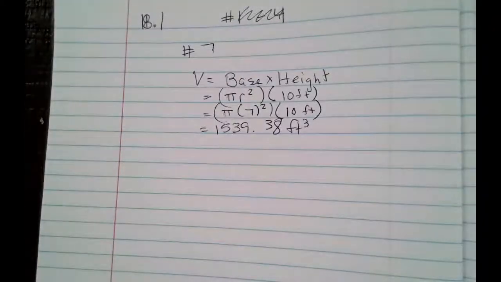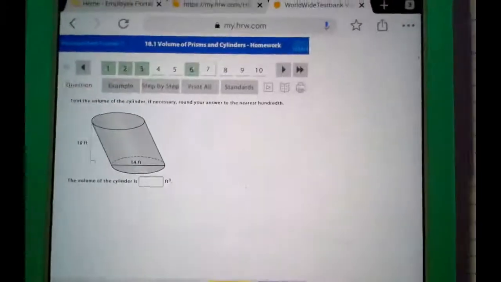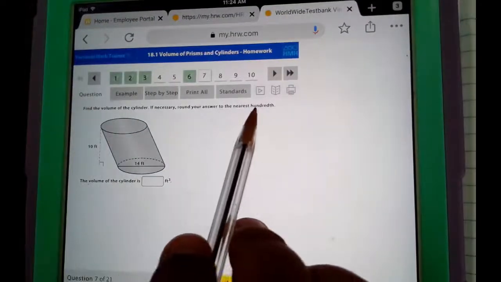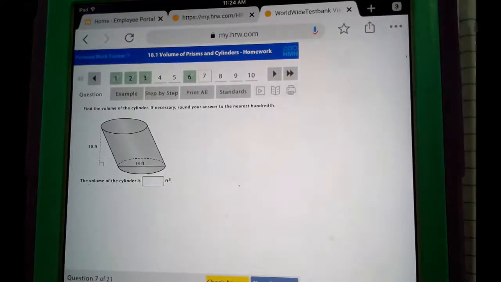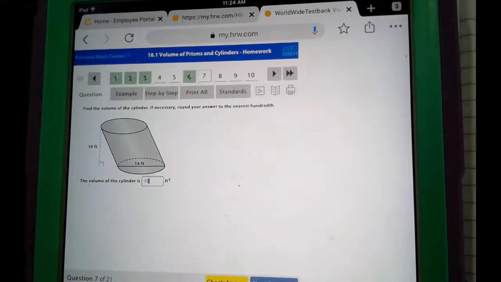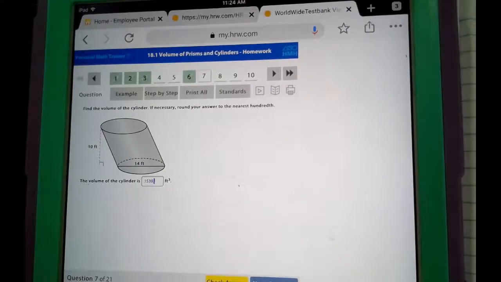So when we come back over here to plug it in, it says round to the nearest hundredths, which it's already done. 1,539.38. Confirm, and that is correct.